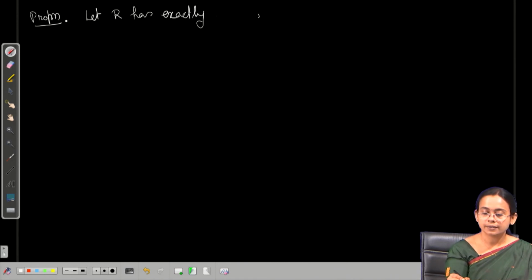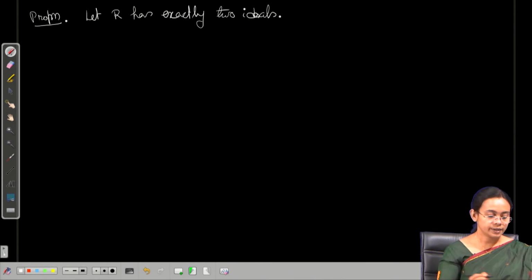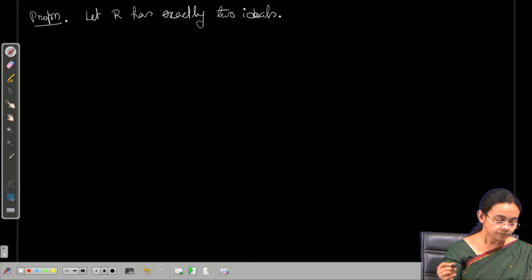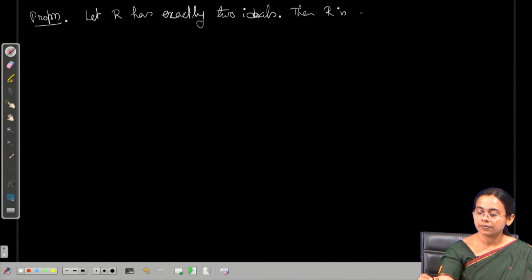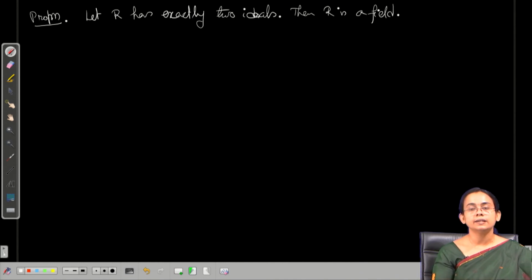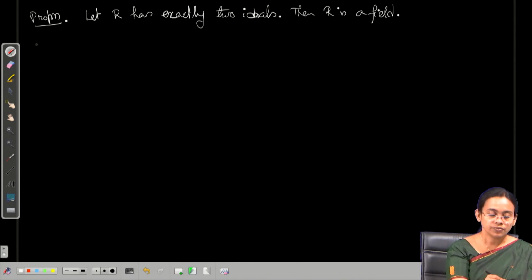Let R have exactly two ideals, then I will prove that R is in fact a field. So, if a ring has exactly two ideals, then it is in fact a field. So, let us see the proof quickly.